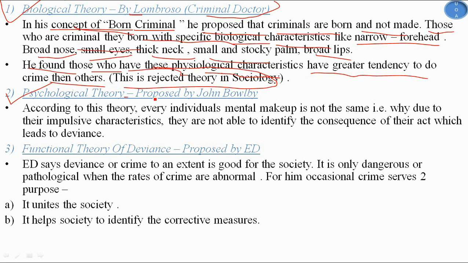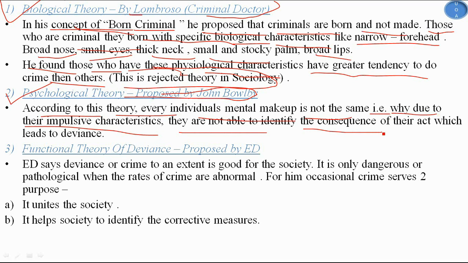The second theory is the psychological theory, proposed by John Bowlby. According to this theory, every individual's mental makeup is not the same. That is why, due to their impulsive characteristics, they are not able to identify the consequences of their acts, which leads to deviance.